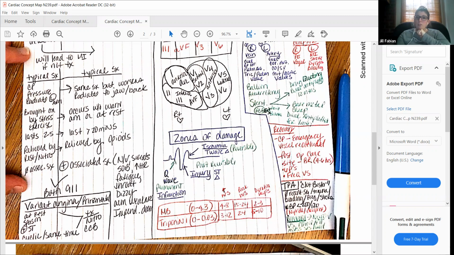So when you think about your zones of damage, ischemia, T wave, it's going to come on first. It's completely reversible. If we catch it there, we're able to save a lot of that cardiac tissue. If we don't save it there, it goes back even further. Now we see an ST segment change. So we're going to have an injury, partially reversible. And if we don't fix it, then it's going to be permanent. We have a full-blown infarction. We have a Q wave.